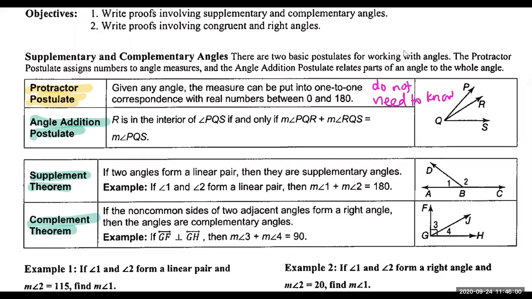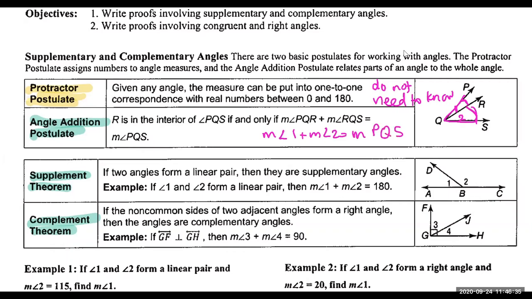Okay, so on the angle addition postulate, if you remember, let me call this angle 1 over here and angle 2 over here. Notice that angle 1 and angle 2 make up angle PQS. Angle addition postulate is really similar to segment addition postulate. It says a piece being this angle plus another piece being this angle is the bigger angle at large. So here I'm going to say the measure of angle 1 plus the measure of angle 2 equals the measure of the larger angle PQS.